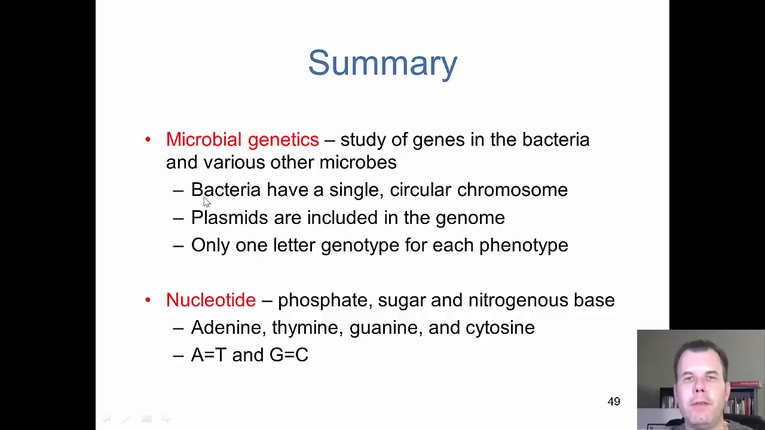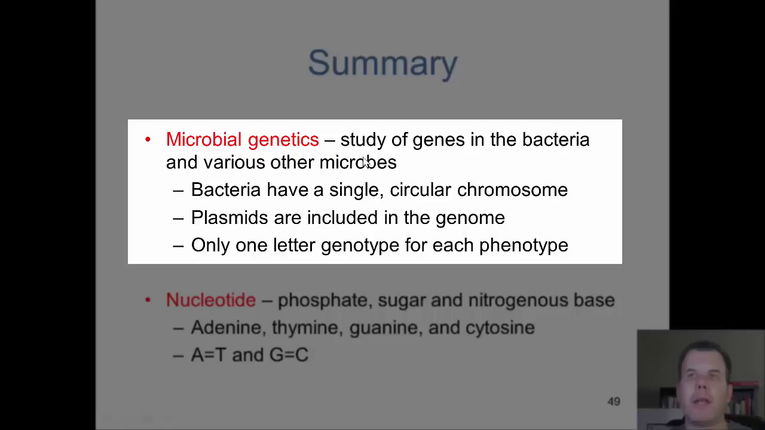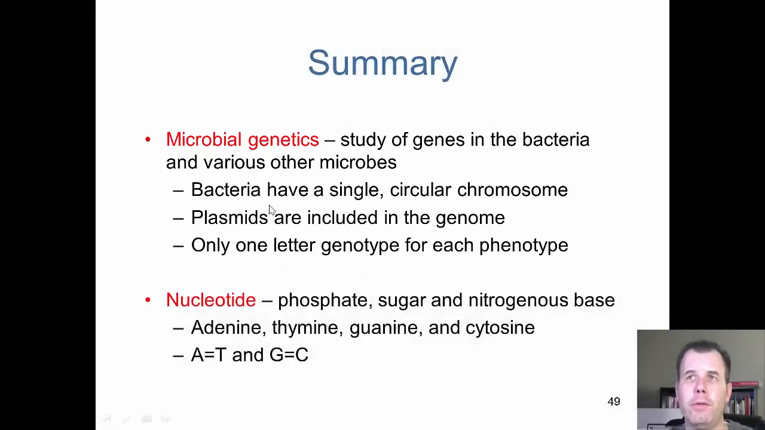All right, so we made it to the end. What we talked about today first is microbial genetics. And again, this is the study of genes in bacteria and other various microbes. Bacteria have a single circular piece of DNA, roughly 4 to 5 million base pairs. They also contain plasmids, which are included in the genome, and these are very small pieces of DNA, anywhere from 1,000 to 10,000 base pairs.